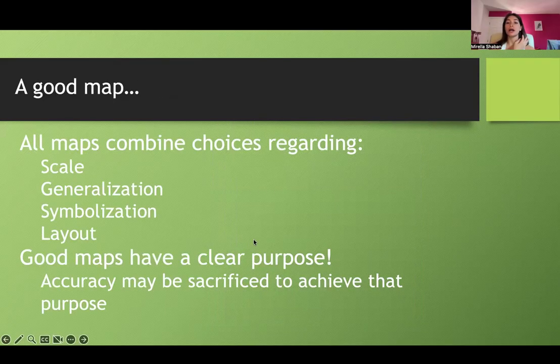A good map is going to combine multiple things. It's going to combine very specific choices based on the scale that you choose, what generalizations you choose to make versus not, what symbolizations you choose to use, and the actual layout of the map itself. Essentially, a good map is going to have a very clear purpose, and you can sacrifice accuracy in order to achieve that. What that means is that if you have, again, a lake, for example, instead of that lake being a perfect small representation of the real life lake with every little groove, every little divot and such, maybe you just make it a blob that is the general shape.